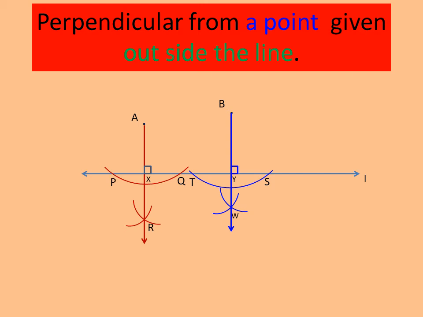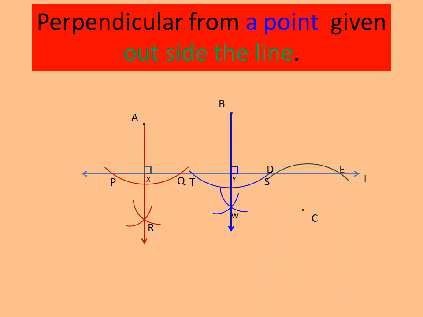It is not necessary that the points are always on the upper side of the line. It could be on the lower side also. So let us take a point C which is on the downside, that is the lower side of line L. The method will remain the same: we will take a rounder and fix a radius such that when I draw an arc from point C, it should intersect line L at two distinct points like this.